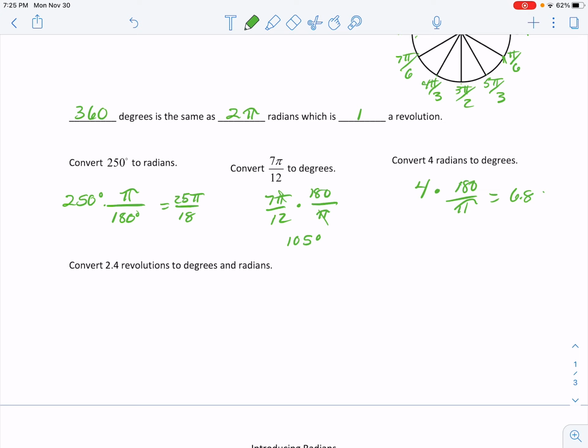That's not right. 4 radians? That's bigger than 6 degrees. Maybe I multiplied wrong. Yeah, I did. I did something wrong. There you go. 229.18 degrees.